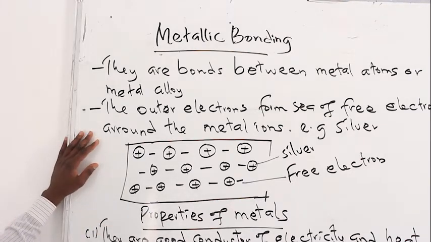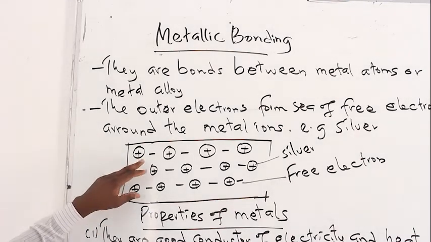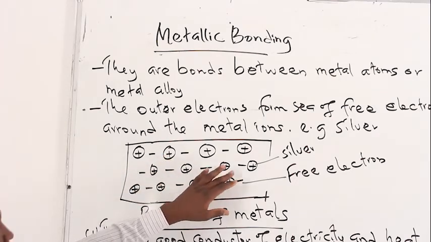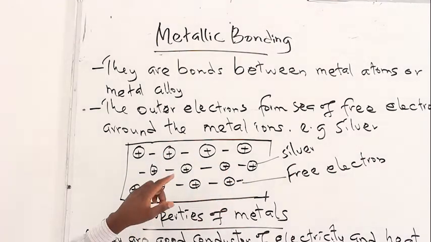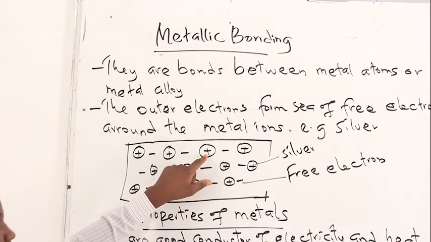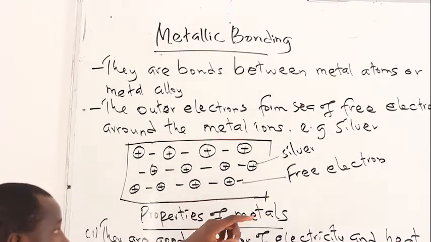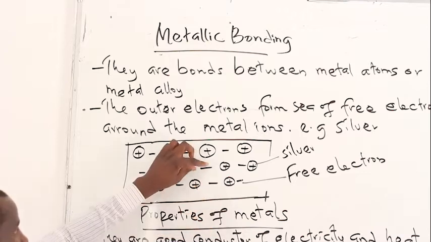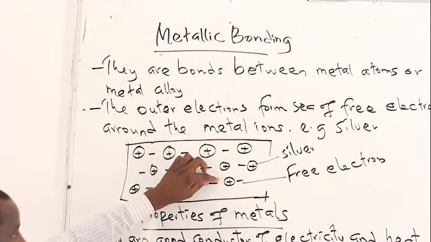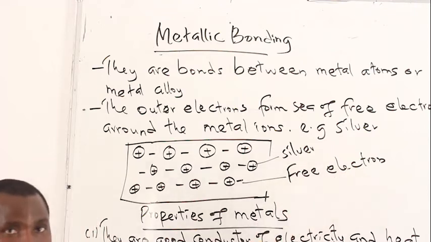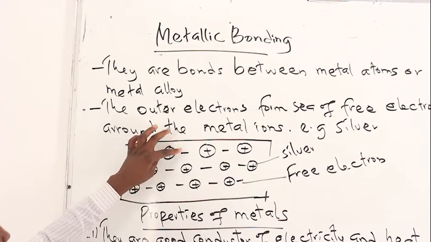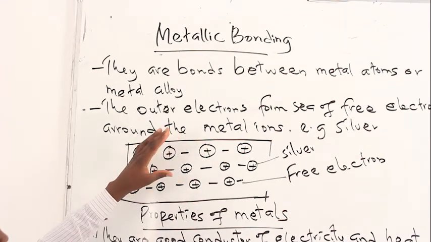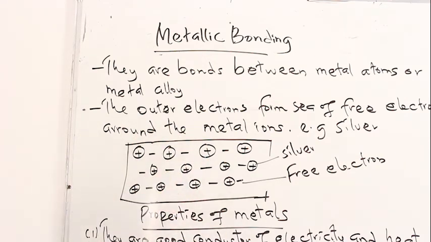Now, let's look at the diagram. In this diagram, we have positive ions and we also have the electrons. So the ones with the positive sign represent the metal, which is silver, for example. Then the ones that are represented with this sign represent free electrons. So there is that combination within the structure. We have the positive ions being surrounded by those electrons.